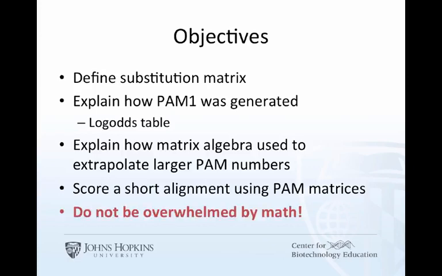I'm going to be talking about matrix algebra, and if that sounds foreign to you, that's okay. Focus on the concept and the product. The product is a matrix that determines how to score each amino acid match or mismatch.